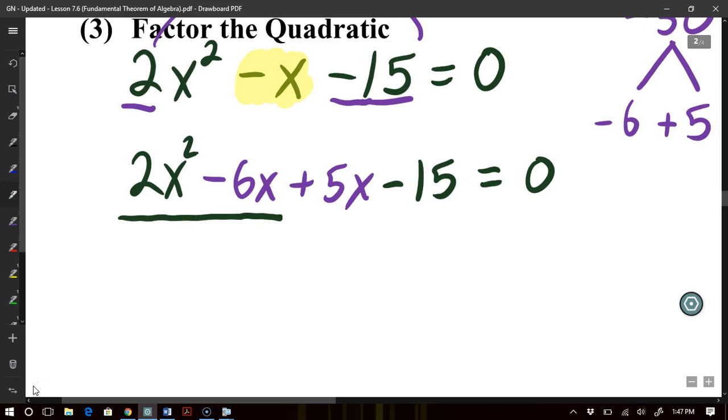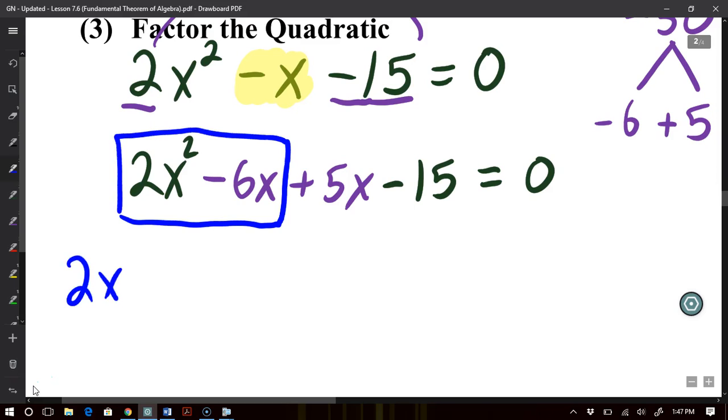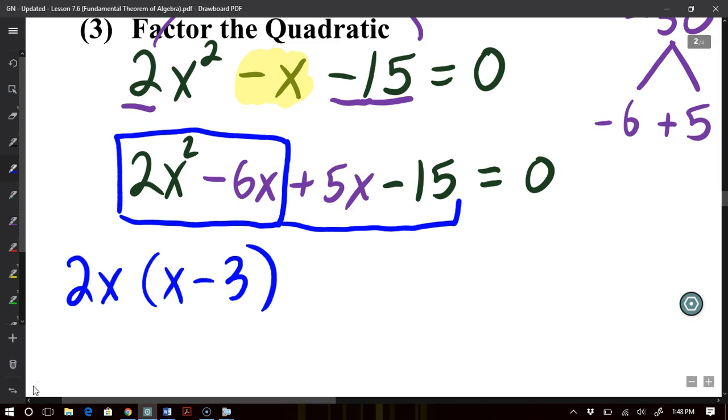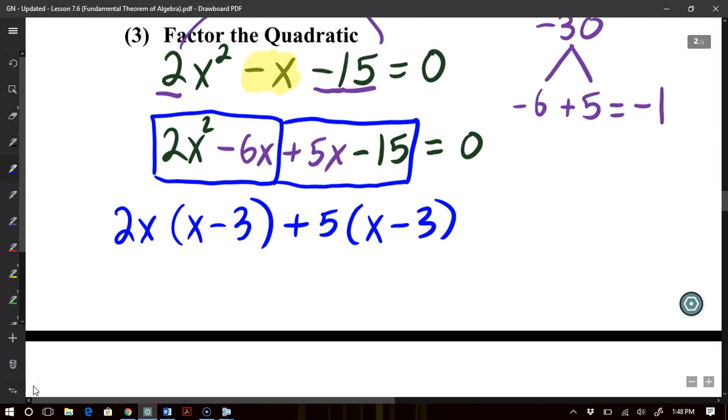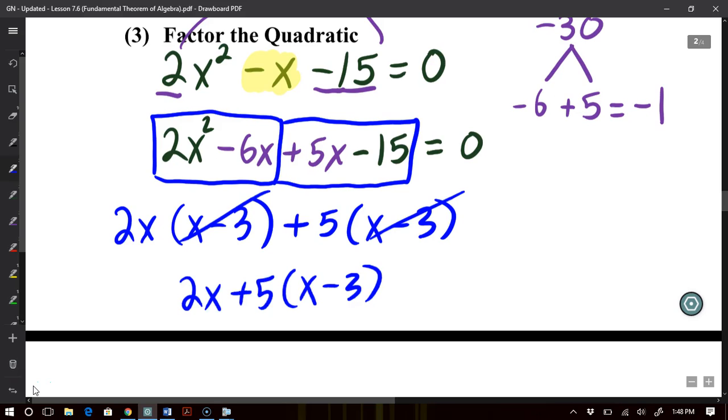So when I group the first 2 together, we'll change colors for this. The GCF is a 2x. And if I take that out, I'm left with x minus 3. If I look at the next 2 grouped together, their GCF is a positive 5. And I'm left with an x minus 3. So to finish the factoring, they have the x minus 3 in common. I can factor that out, bam, bam, and I'm left with the 2x plus 5.